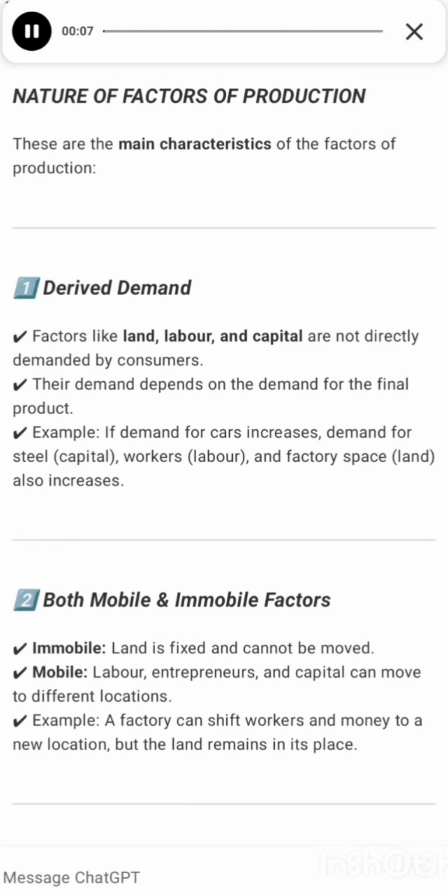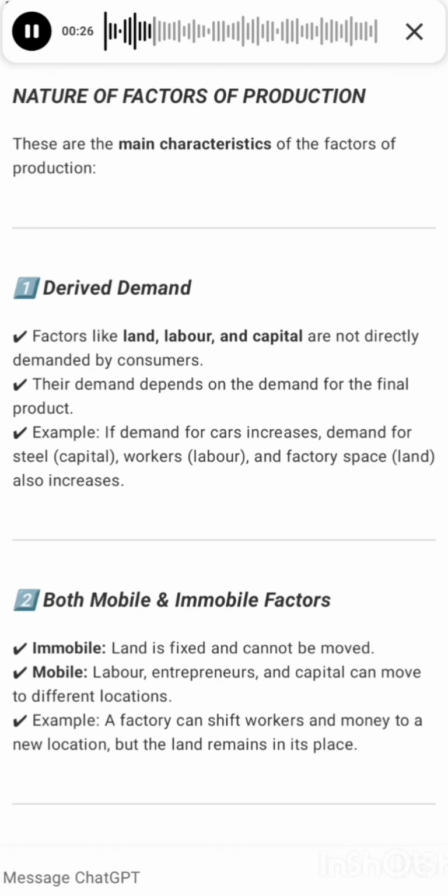Derived demand. Factors like land, labor, and capital are not directly demanded by consumers. Their demand depends on the demand for the final product. Example: if demand for cars increases, demand for steel, capital, workers, labor, and factory space, land, also increases.